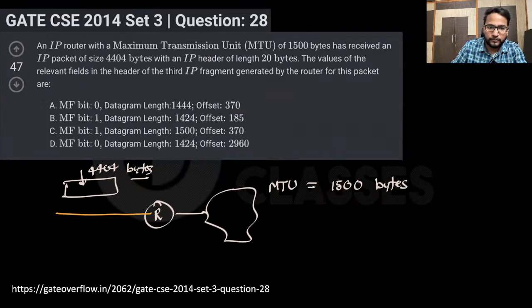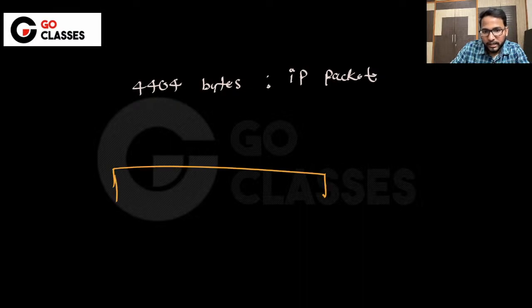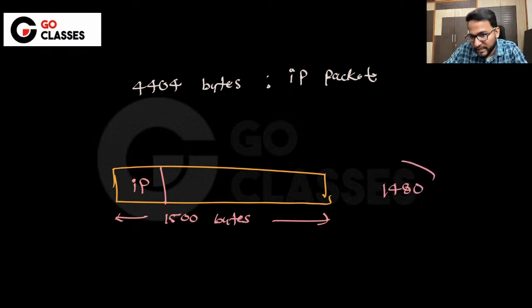So see, you are receiving 4404 bytes. This is the IP packet size. But MTU works at the data link layer, which means the maximum transmission unit at the data link layer is 1500 bytes, which includes the IP header, so you always have to subtract 20. Including the IP header you can transfer 1500 bytes, which means that excluding the header, you can transfer only 1480. So this is basically excluding the IP header.